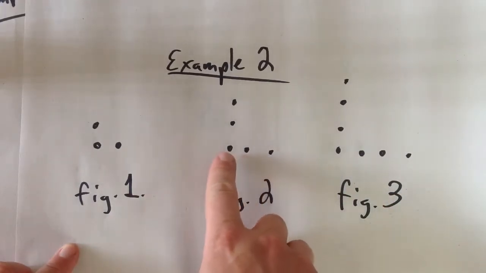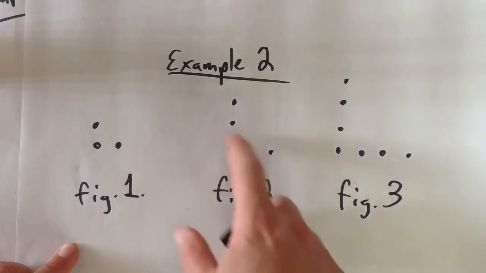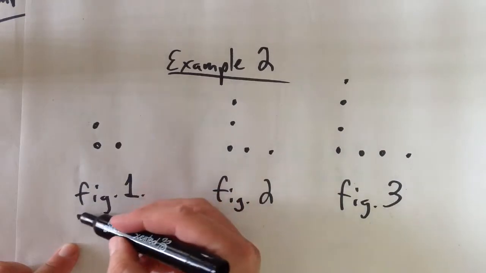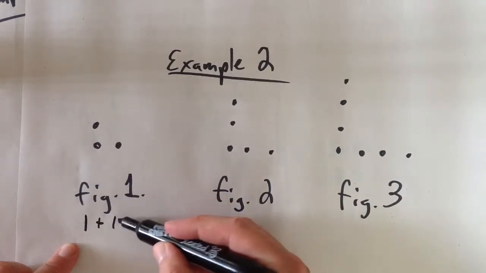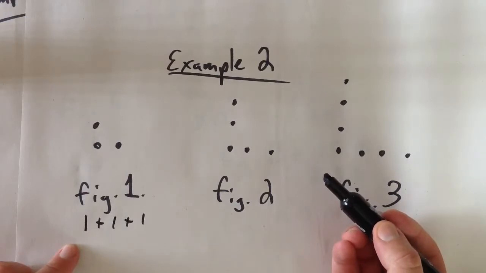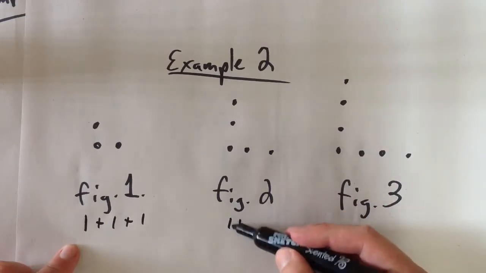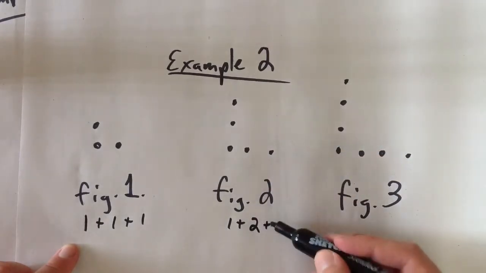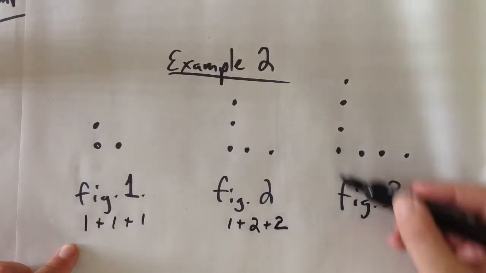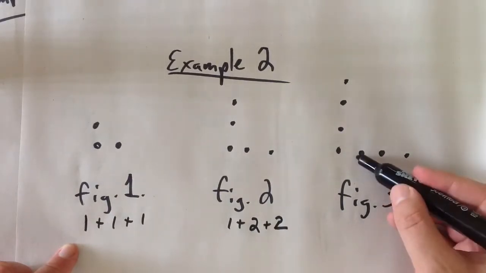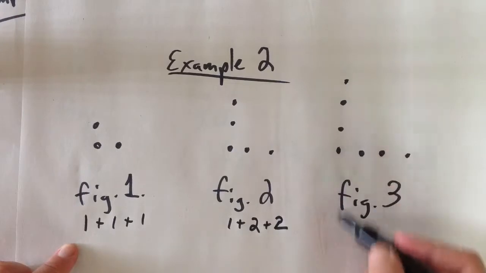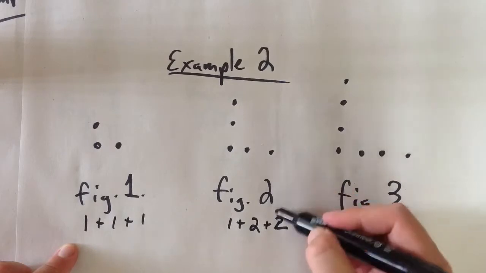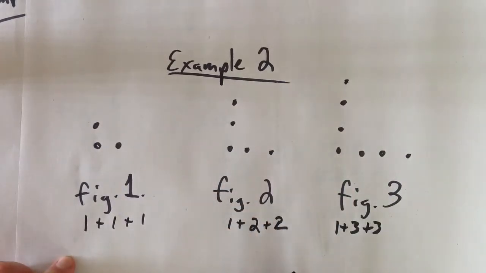I think of it as a dot in the corner and some dots that are increasing along the vertical line and the horizontal line. So in this case, I have 1 dot in the corner, 1 dot on the vertical, 1 dot on the horizontal. In this case, I have 1 dot in the corner, 2 dots extended from the vertical, and 2 dots extended on the horizontal. And this one, I have 3 dots vertical, 3 dots on the horizontal, and 1 in the corner, so it will be 1 plus 3 plus 3.